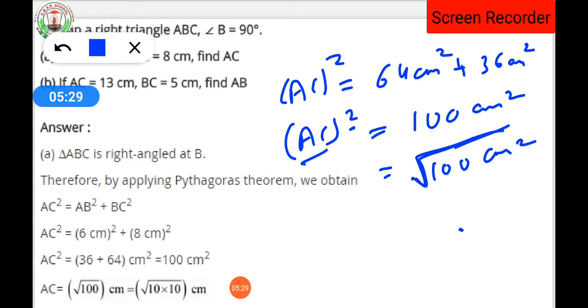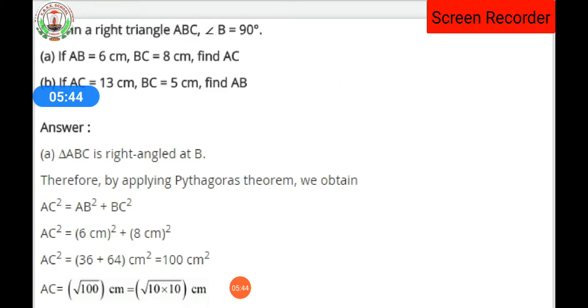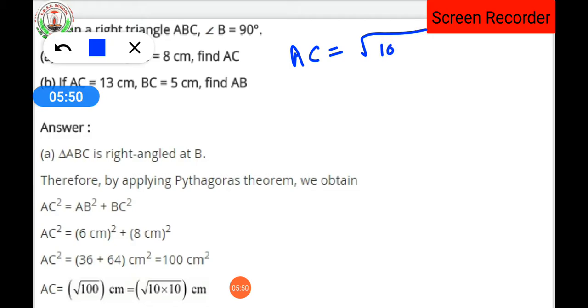So what is the sign of a square root? AC square is equal to 100 centimeter square, so AC is equal to root 100 centimeter square. Now, to find the square root of 100 centimeter square, you can use any method. The first method is prime factorization, which I have already explained in the video. As this is a revision video, I am not going to explain the same thing again.